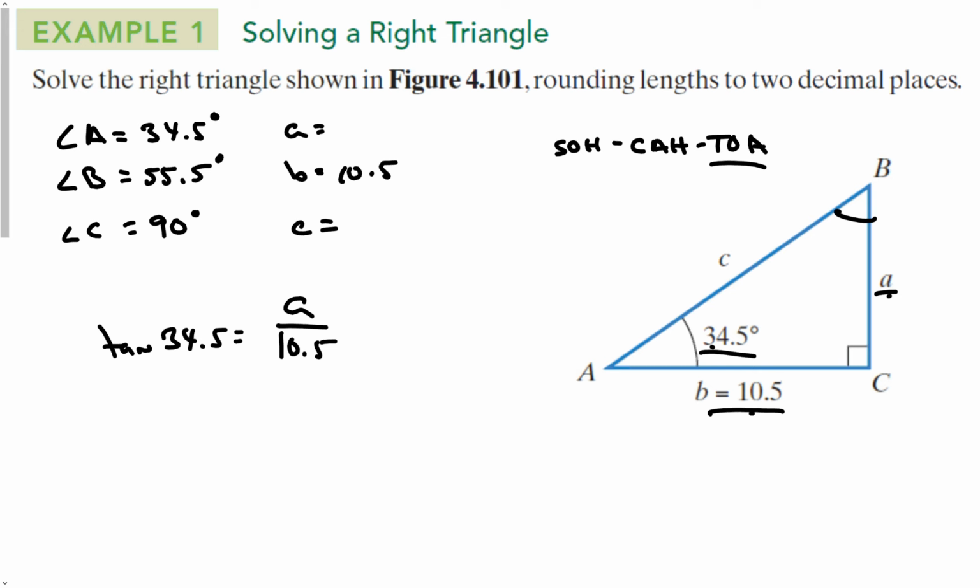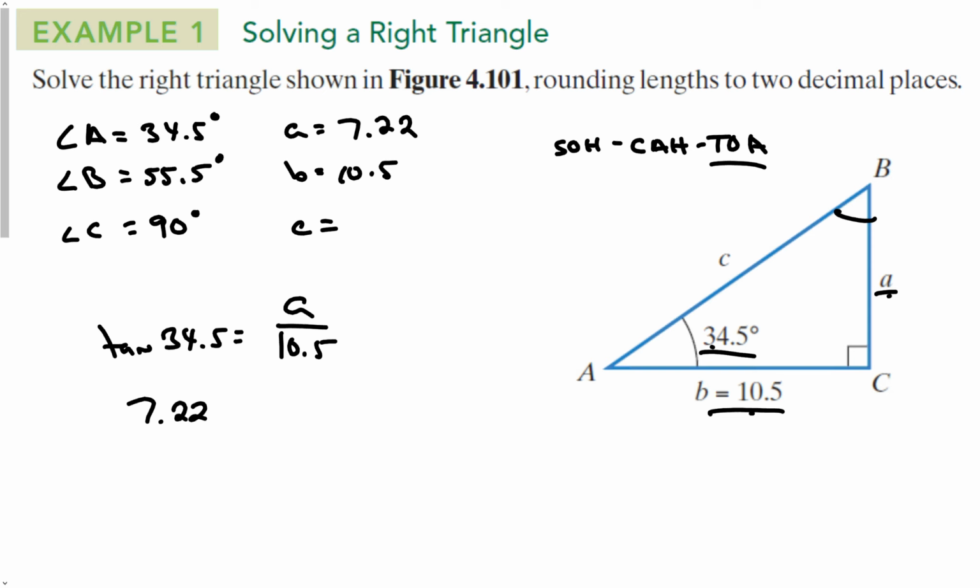All I need now is a calculator set up in degrees, because we are going to use degrees in most of this section as opposed to radians, which we used a lot previously. Just multiply both sides by 10.5. So 10.5 times the tangent of 34.5 gives me 7.22. So that is side A.